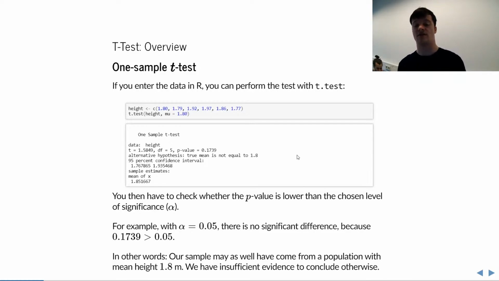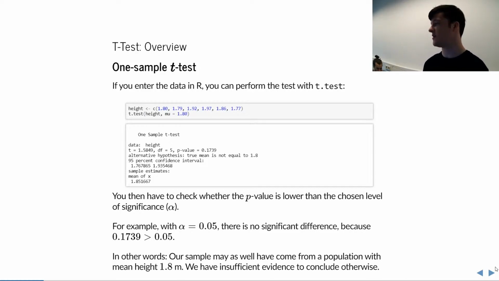Now, how large is our evidence against this null hypothesis? That's a bit tricky to express. We use a p-value, which has a very tricky meaning. It means that if, on average, males have a height of 1.8 meters, so if the null hypothesis is actually true, then there is a 17.4% chance that you would draw a sample with this large a deviation.